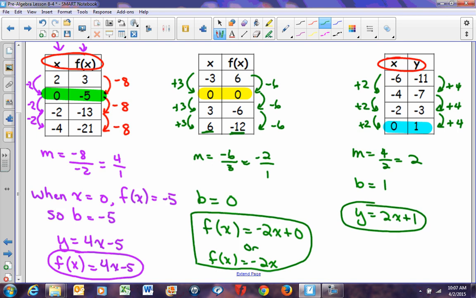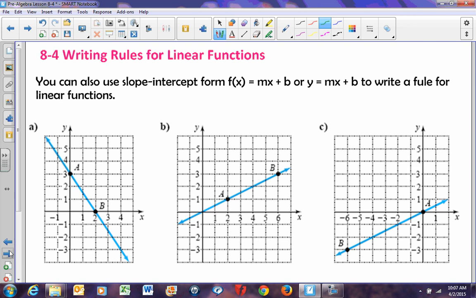So you can write function rules from tables. You can write function rules from word problems. You can also write function rules from graphs. Okay? You can write slope-intercept form, f of x equals mx plus b, or y equals mx plus b, to write a rule for linear functions.